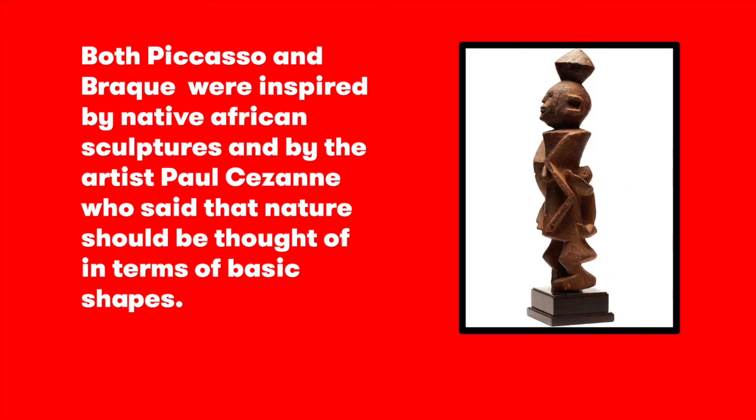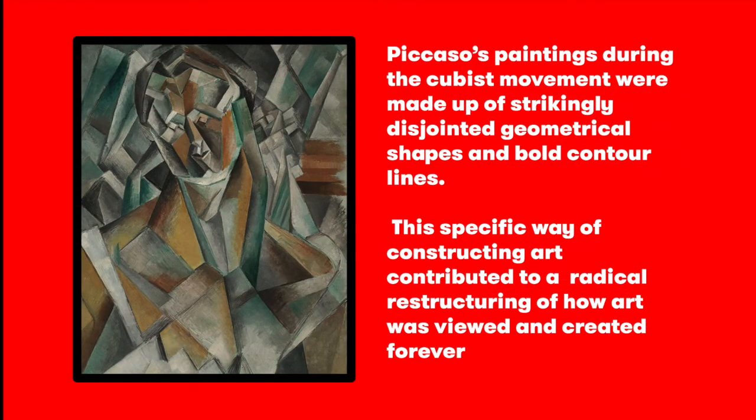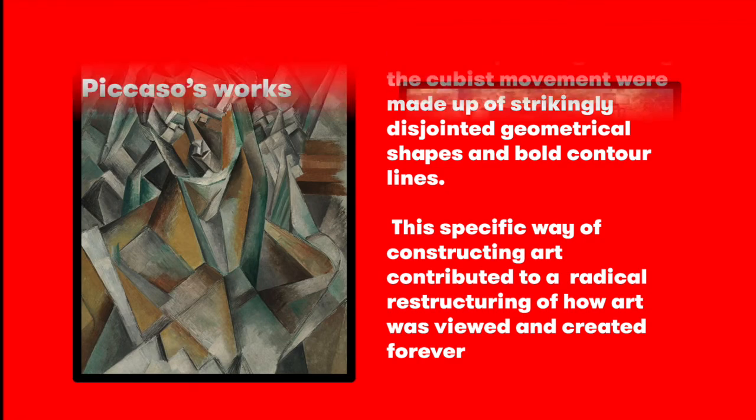Both Picasso and Braque were inspired by native African sculptures and by the artist Paul Cézanne, who said that nature should be thought of in terms of basic shapes. Picasso's paintings during this Cubist movement were made up of strikingly disjointed geometrical shapes and bold contour lines. This specific way of constructing art contributed to a radical restructuring of how art was viewed and created forever.